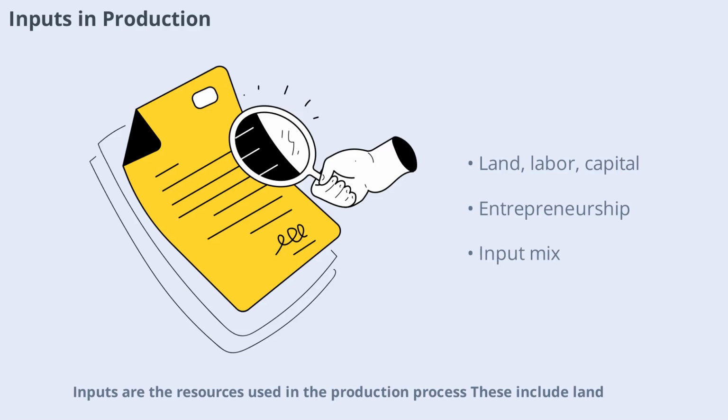Inputs are the resources used in the production process. These include land, labor, capital, and entrepreneurship. Each input plays a unique role. Land provides space and raw materials, labor brings human effort, capital offers machinery and tools, and entrepreneurship combines these elements to create value. The way firms combine these inputs determines their productivity and competitiveness. Next, we'll look at how firms decide on the best mix of inputs to achieve their goal.